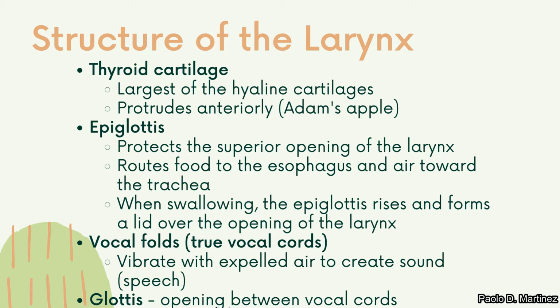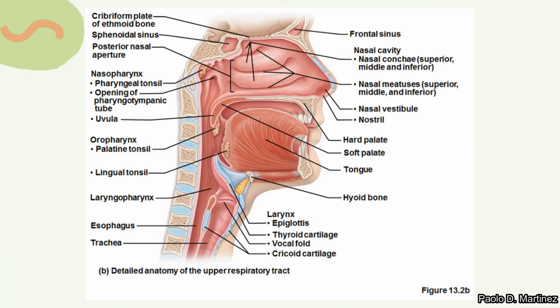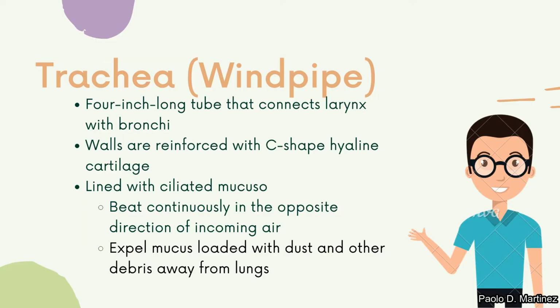Now we have the vocal folds, or the true vocal cords. These vibrate with expelled air to create sound. So the vocal folds are the ones responsible for allowing us to speak. And next we have the glottis, or the opening between the vocal cords. Now this illustration is just the same as the illustration shown before in the pharynx. So let's move on.